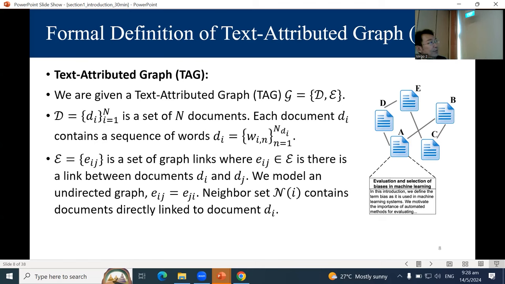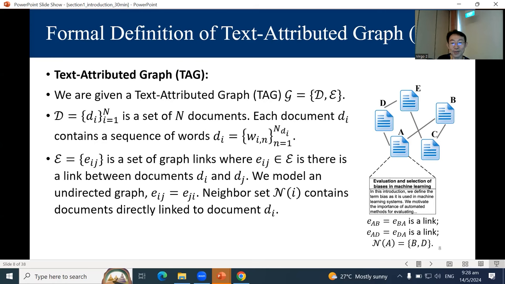Now, the graph itself, we will assume that it's undirected. So the edges are symmetrical. If two things are connected, they are connected in either way. This is a simplification, which will allow us to describe things in a more generic manner. But in a way, it is possible to extend these things to a directed sense as well.